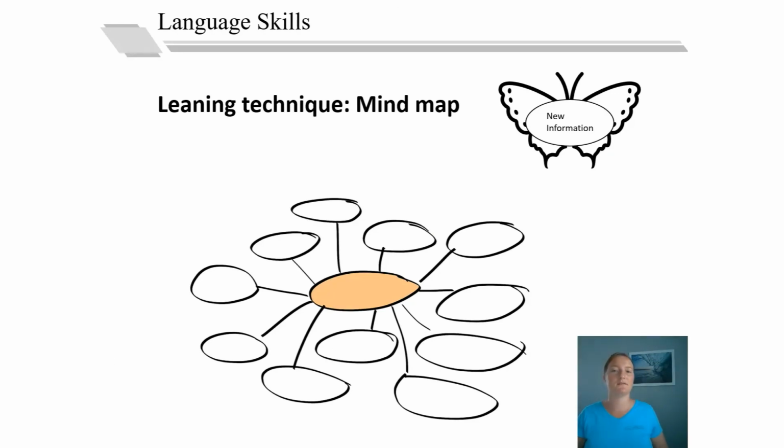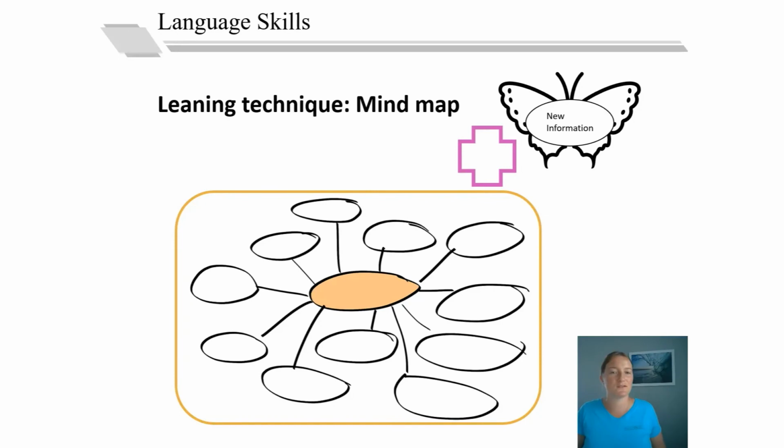Yeah, here is the overview of it. New information comes along and you already have a system in your mind, and now we have to add this new information in the system which you already have. This is how the brain is actually working.